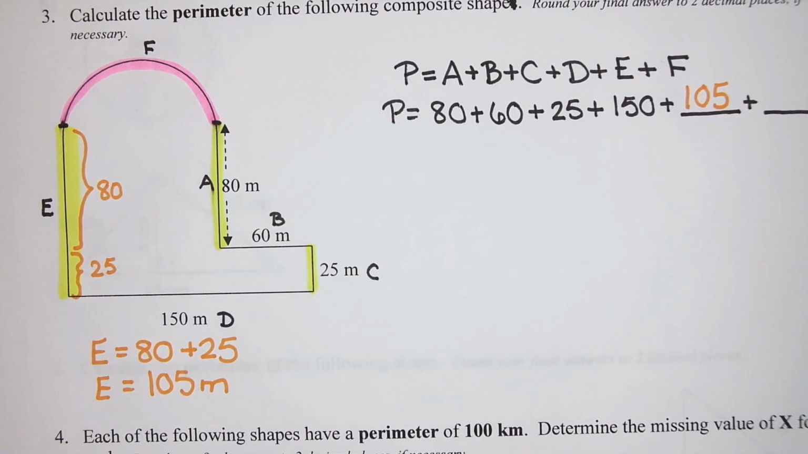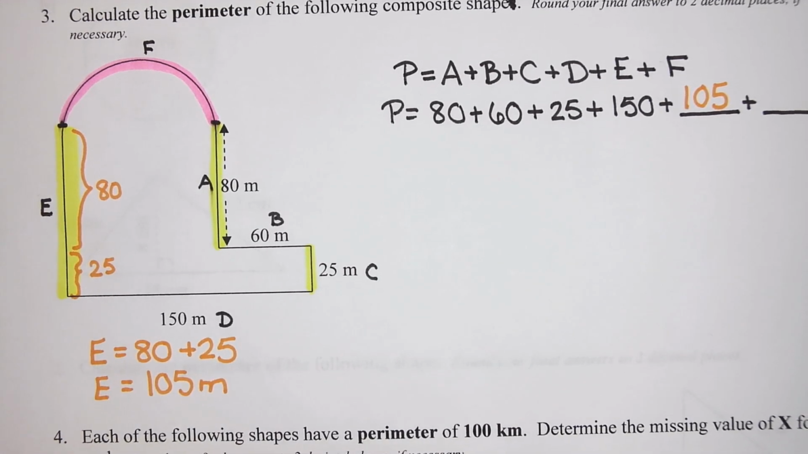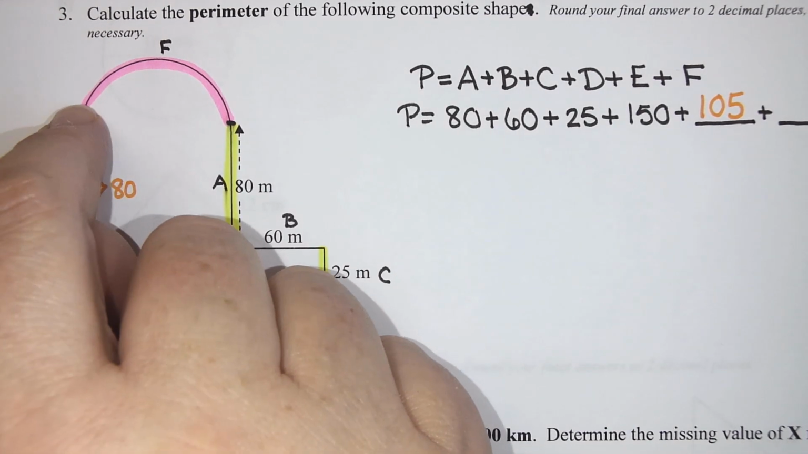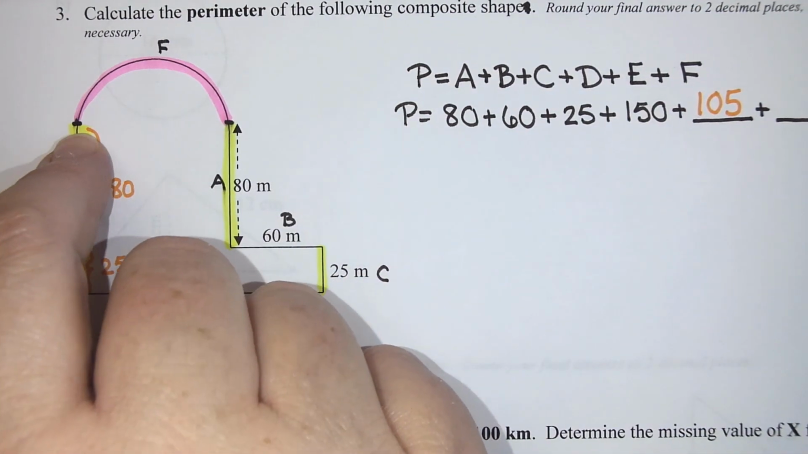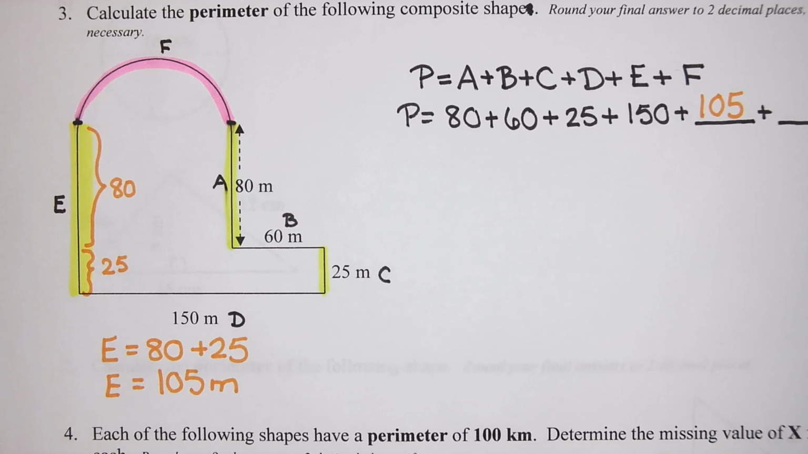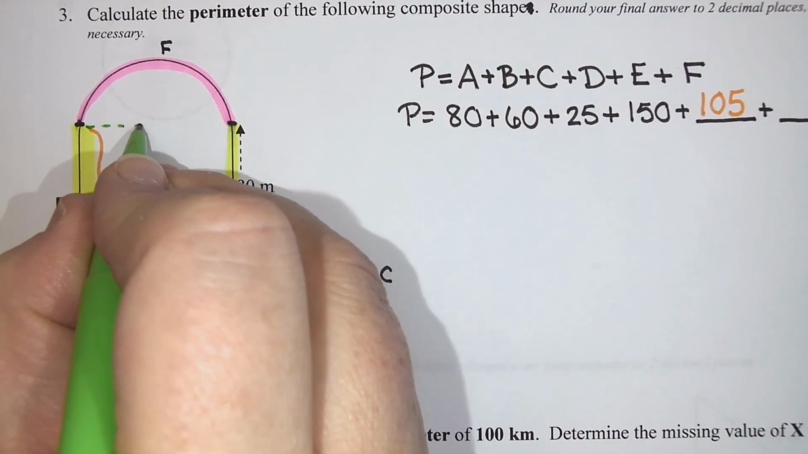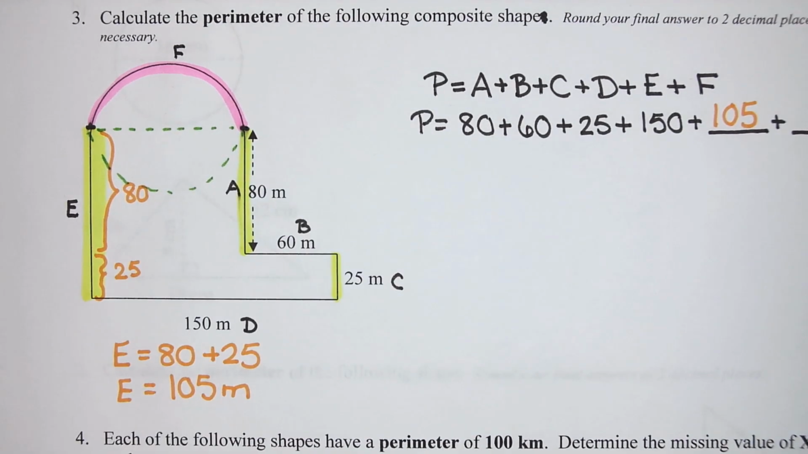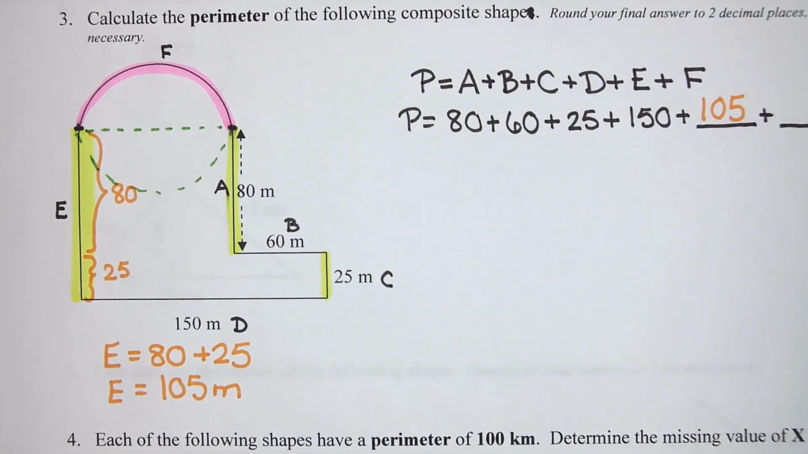Now, because it's a curved part, I am going to need to use my circle formula. But I need to think about how much of a circle the shape is that I'm seeing. So I believe that this is half of a circle. If I were to cut it across here, that is the top half of a circle. So to find side F, we are looking for half of a circle.